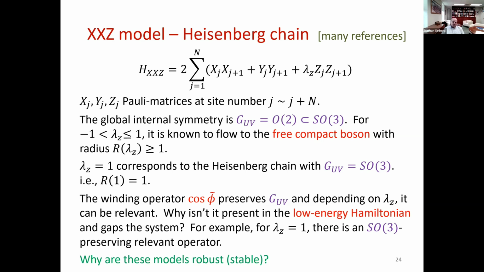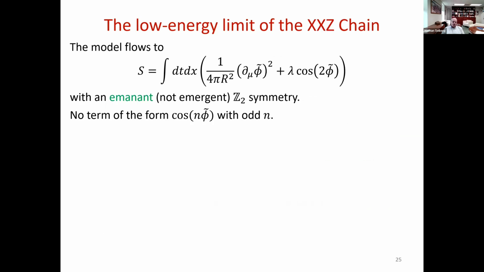In other words, why are these models robust? Why are they stable? So the answer is that the model flows to this one with a factor of 2 here. And there is an emanant, non-emergent Z2 symmetry, which started its life as lattice translation. So if we look at the original model, and we look at what's the low energy effective action, it's this one. And this operator is irrelevant for R bigger than 1, and it is relevant for R less than 1, that corresponds to other values of lambda.